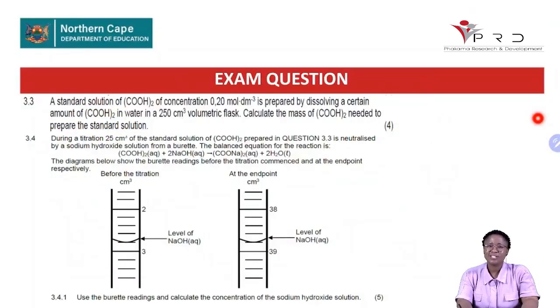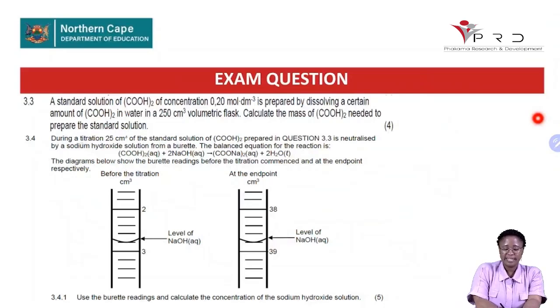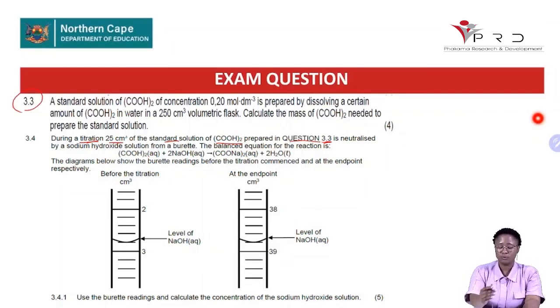All right, guys, now let's quickly look at 3.4. We just did 3.3 together. 3.4 says to us, during a titration, 25 centimeter cubed of the standard solution of oxalic acid, which is prepared in question 3.3, is neutralized by sodium hydroxide solution in the burette. That's why I put it there so that we can refer to it. And the balanced chemical equation for the reaction is here; the examiner gave you a balanced chemical reaction.